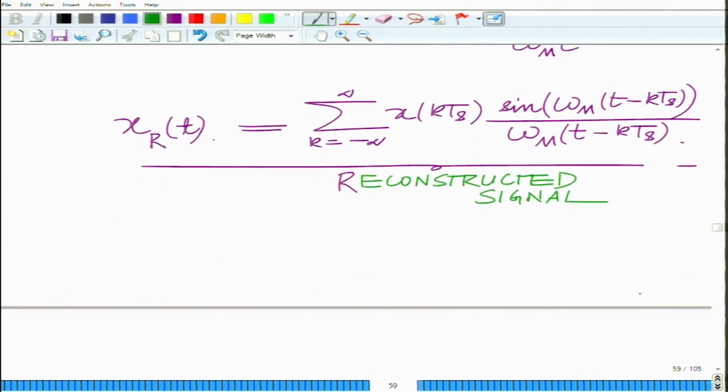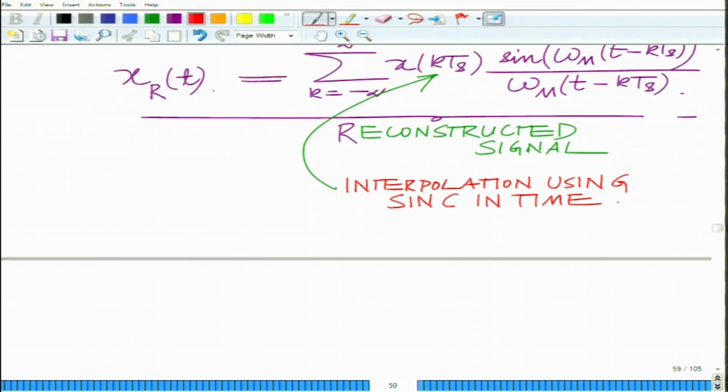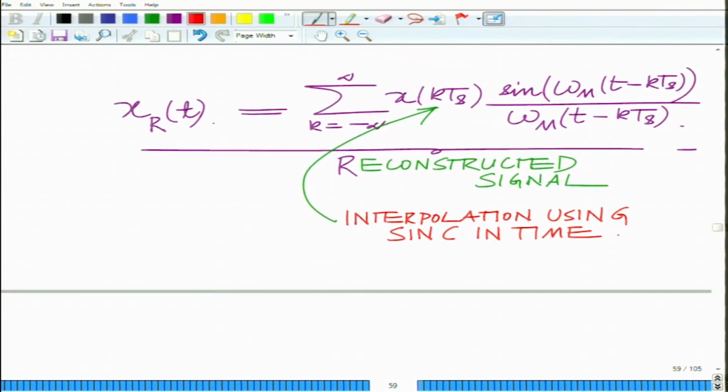And you can see this is basically taking the samples and interpolating them. You are performing linear combinations of these samples x k T s by interpolating them with a sinc filter, alright. So you are interpolating the samples using a sinc function in the time domain, or basically a sinc filter. And further you can simplify it by noting the following thing.